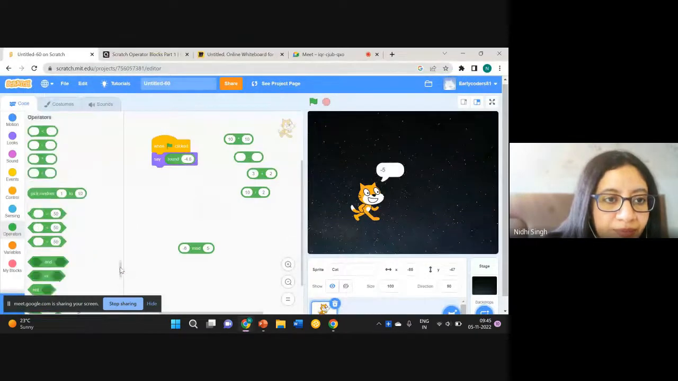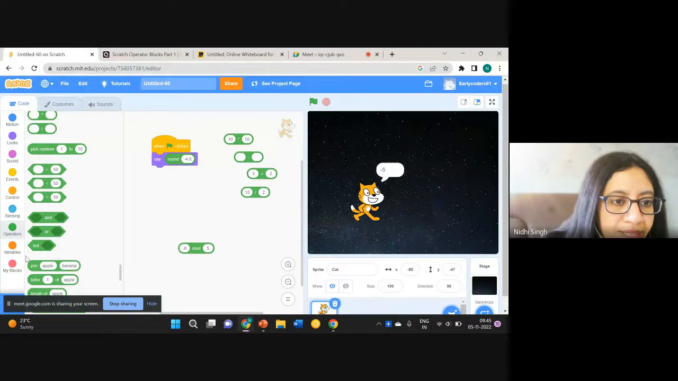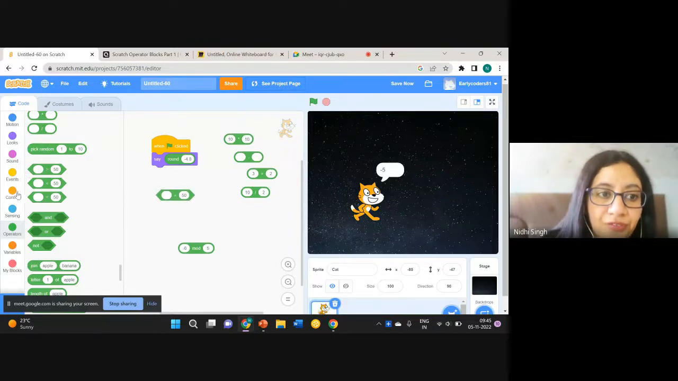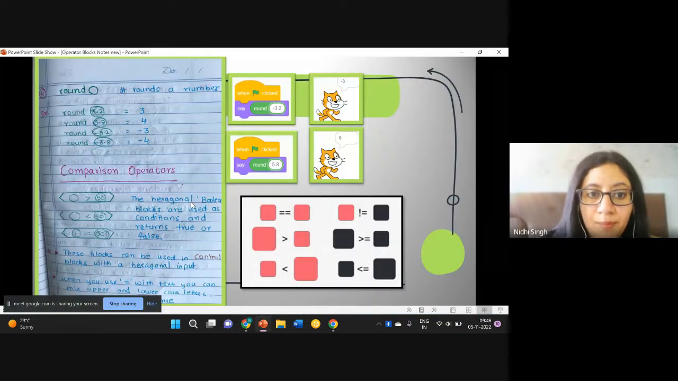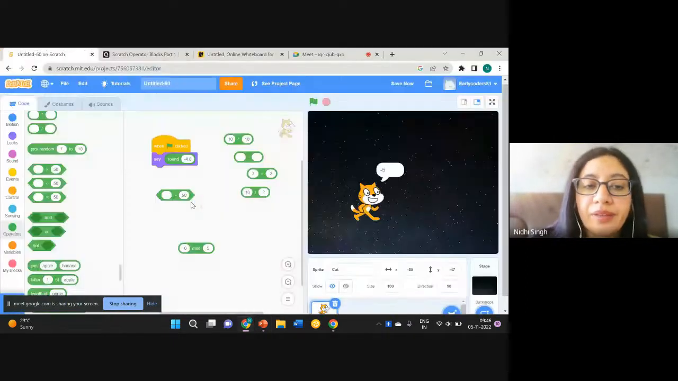See these ones. These are your hexagonal parts. These 6 blocks we can check as a condition. If whatever the variable here is greater than 50, then do this, else do this. So these are hexagonal Boolean blocks, and why do we call them Boolean blocks? Because they will give you the answer when they check.